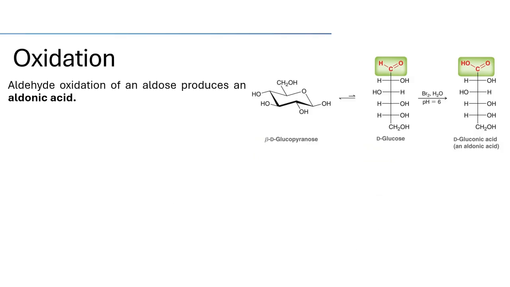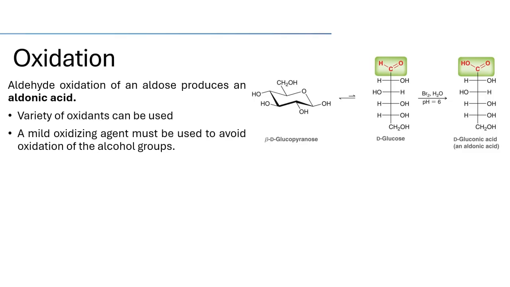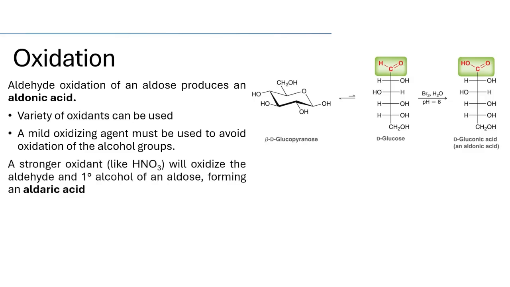Carbohydrates may also undergo oxidation. Aldehyde oxidation of an aldose produces an aldonic acid. A variety of oxidants can be used, but a mild oxidizing agent must be used in order to avoid oxidation of the alcohol groups. A stronger oxidant, like nitric acid, will oxidize the aldehyde and a primary alcohol of an aldose, forming an aldaric acid.